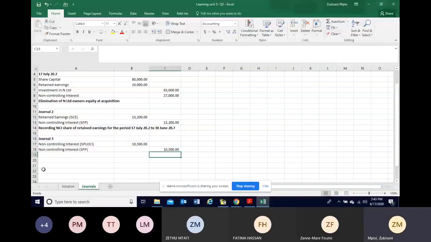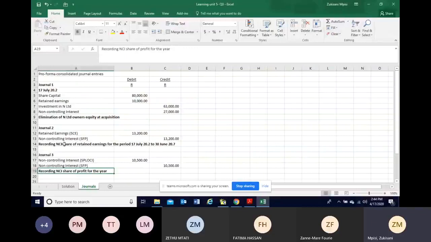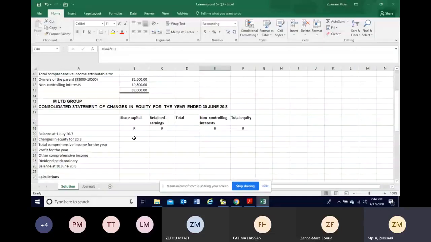The reason is we're recording NCI share of profit of the year. We are recording NCI profit share for the year. And these are the 3 important journal entries that we have covered in terms of the analysis of equity. Now let us go back to where we were.